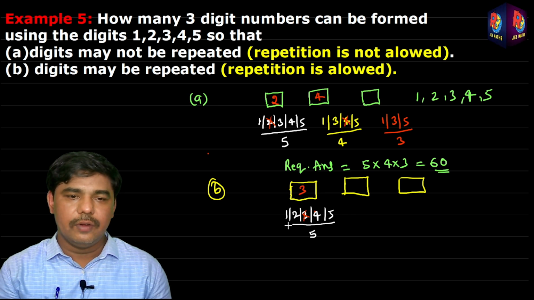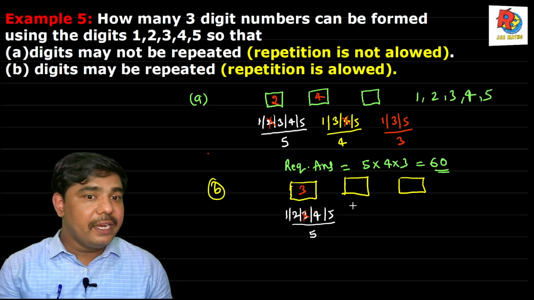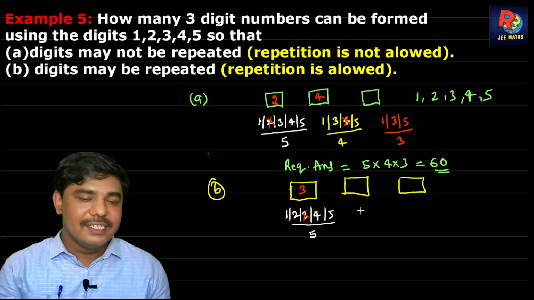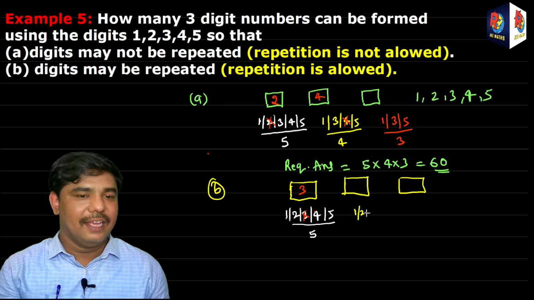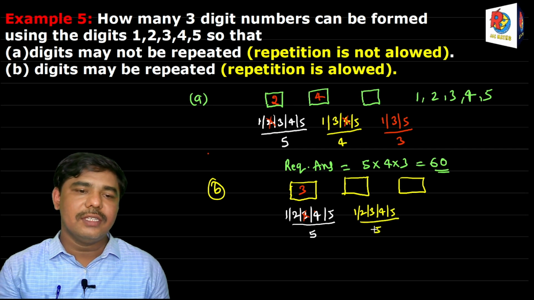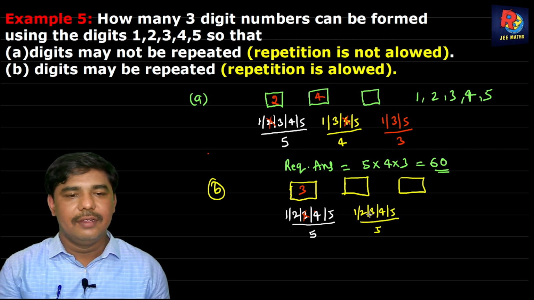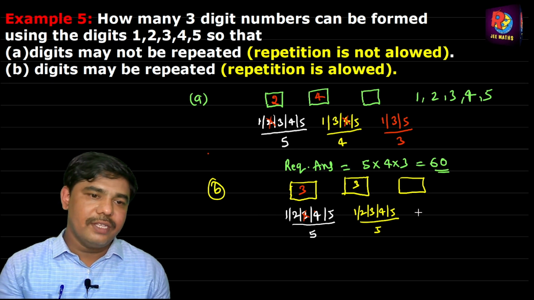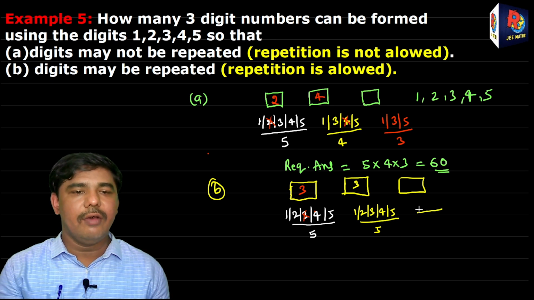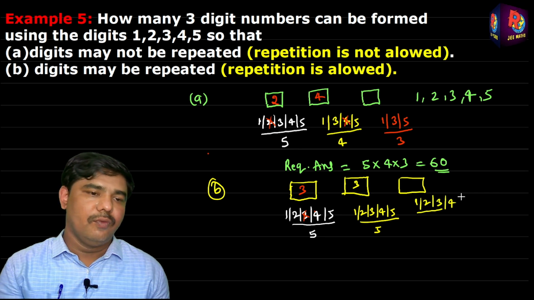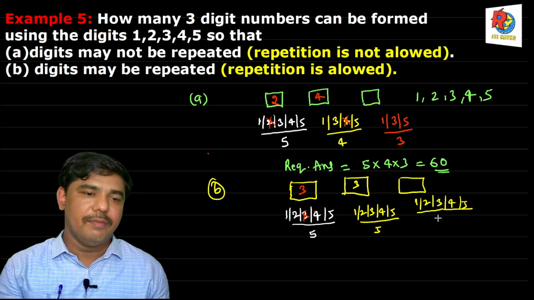Here repetition is allowed. If repetition is allowed, then how many choices for the second digit? We can take 1, again 2, 3, 4 and 5. Again we have 5 choices. Repetition is allowed, which means here you can take 3 again, no issue about that. After filling this, how many ways can we fill up the third digit? Here also we have the same concept. We can take 1, 2, 3, 4 and 5. How many ways can we fill up here? 5 ways.